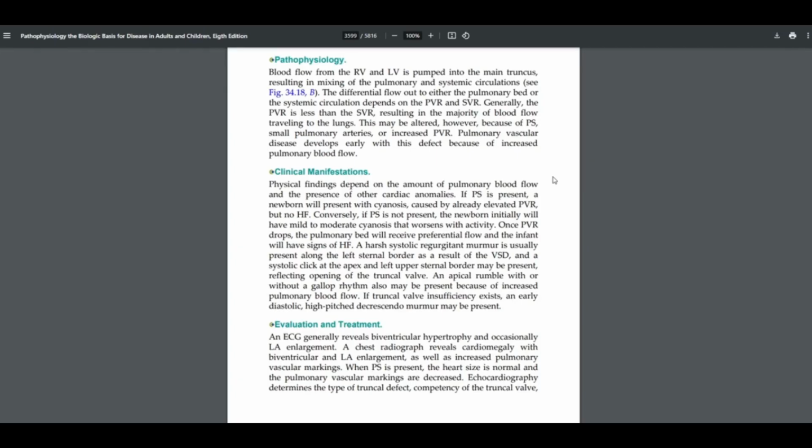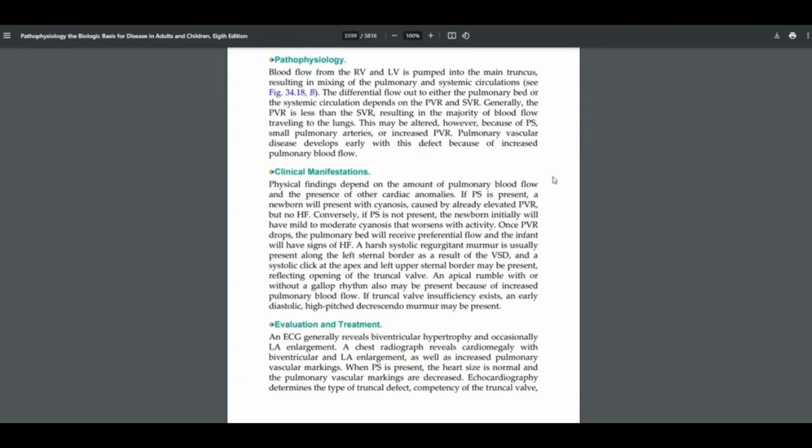Physical findings depend on the amount of pulmonary blood flow and the presence of other cardiac anomalies. If pulmonary stenosis is present, a newborn will present with cyanosis caused by already elevated PVR but no heart failure. Conversely, if pulmonary stenosis is not present, the newborn initially will have mild to moderate cyanosis that worsens with activity. Once PVR drops, the pulmonary bed will receive preferential flow and the infant will have signs of heart failure.